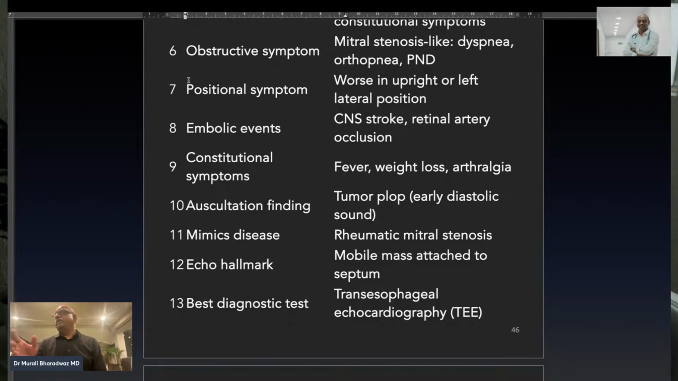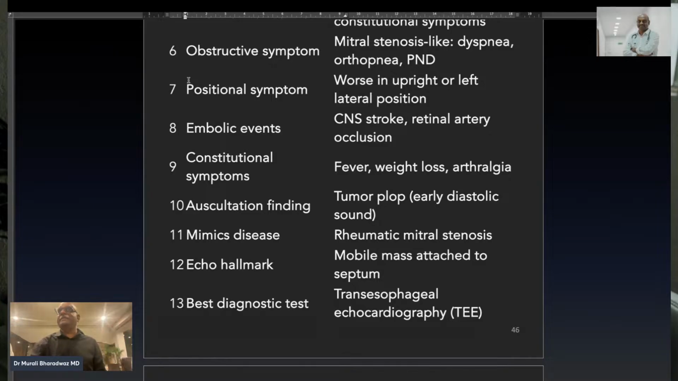And if the patient is upright, more block. Left lateral position, more block. So it has worse positional symptoms. And embolism can lead to CNS stroke, retinal artery occlusion. Worst is it presents with fever, weight loss, arthralgia.